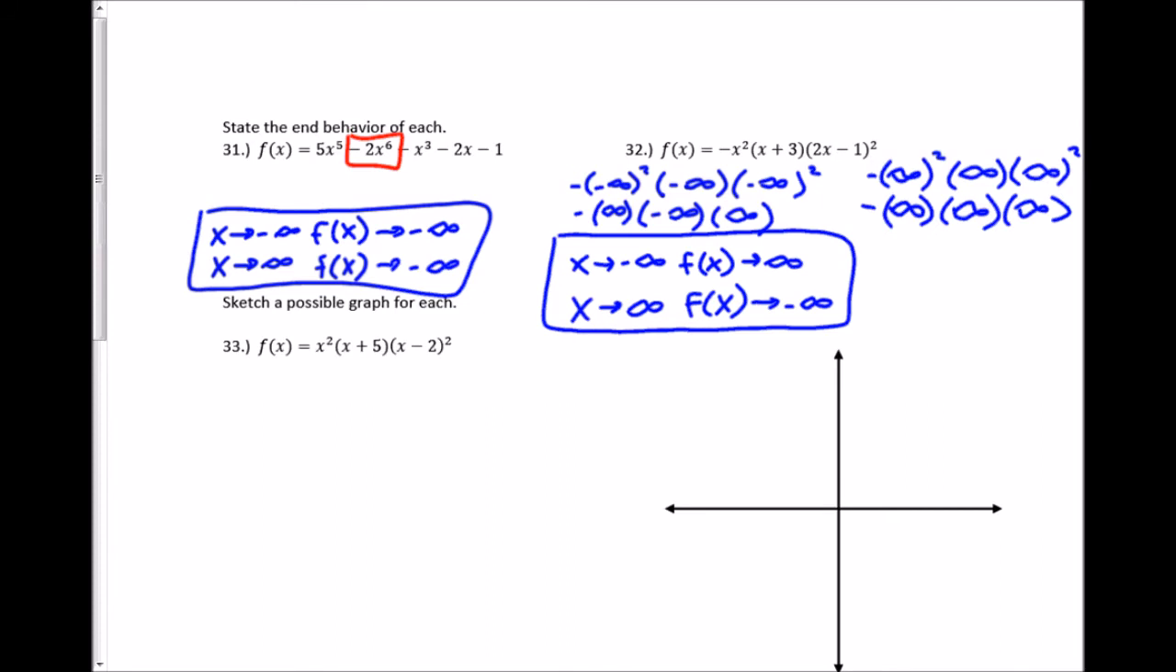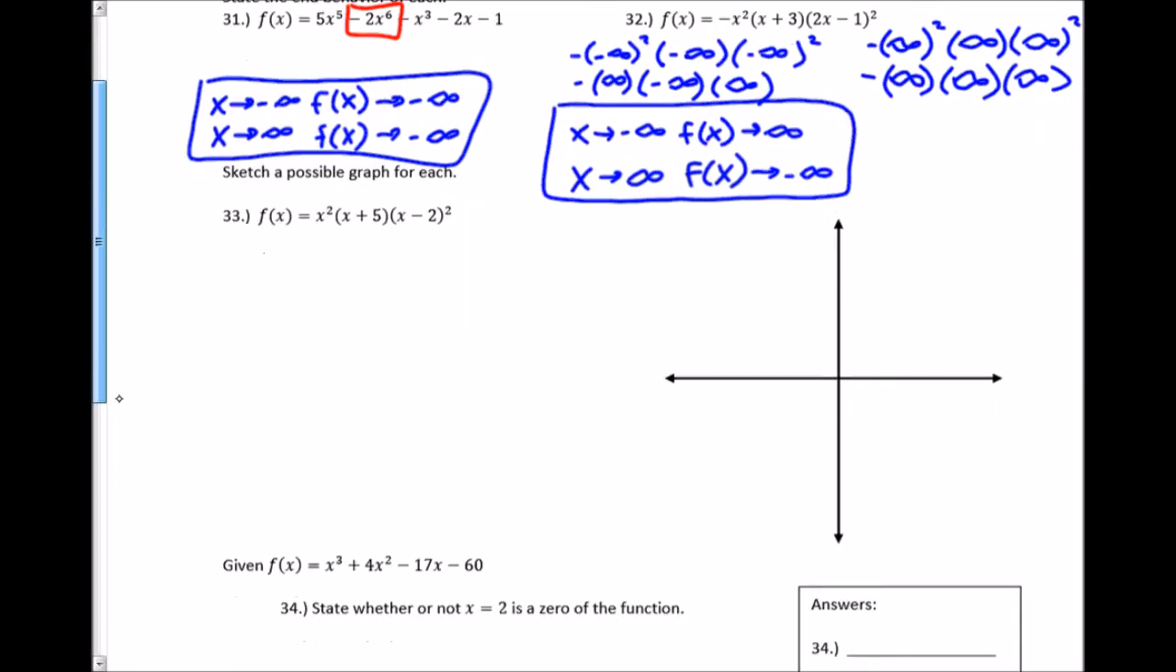Applying end behavior to a graph is what we're going to do in number 33. For this one, we want to sketch a possible graph of this thing, and we're just going to do a real quick sketch. So for this one, I'm going to identify my x-intercepts. Here I find out that x equals 0 when I set this equal to 0. Here I set the x plus 5 equal to 0. And here I set the x minus 2 equal to 0.